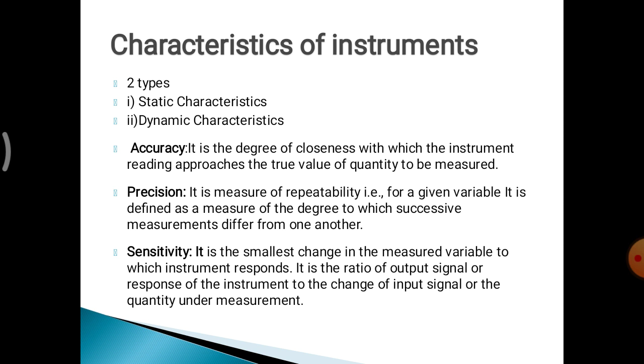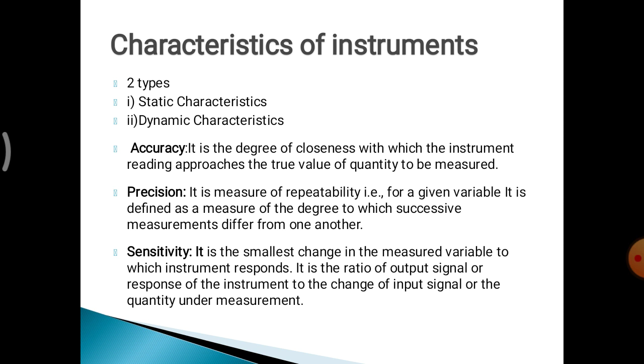There are two types: one is the static characteristics, the second is the dynamic characteristics. Static characteristics means the characteristics which do not vary with time. Dynamic means which vary with time. In the static characteristics, we'll discuss some of the characteristics. The first one is accuracy.